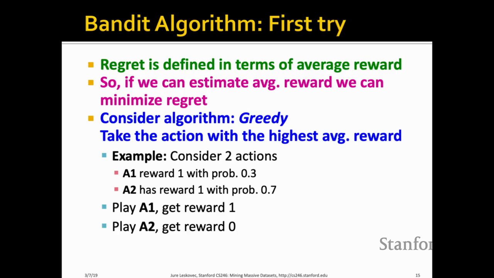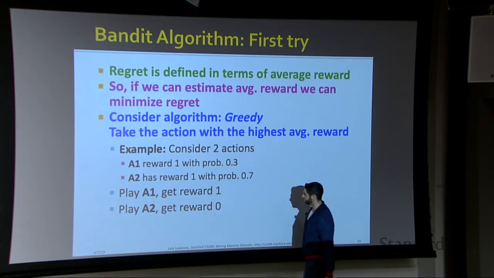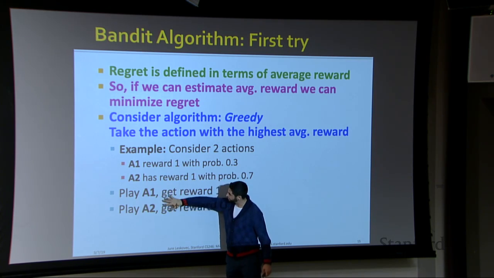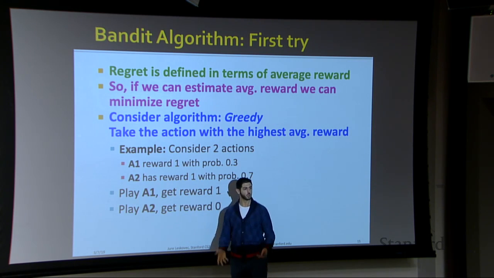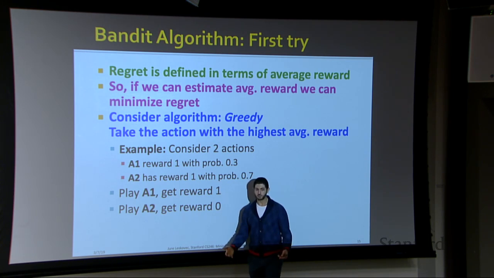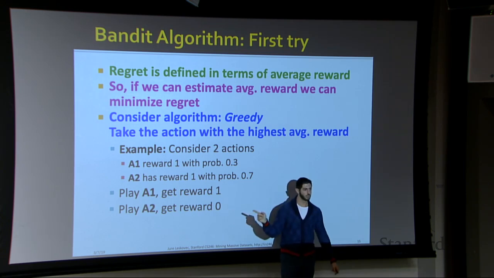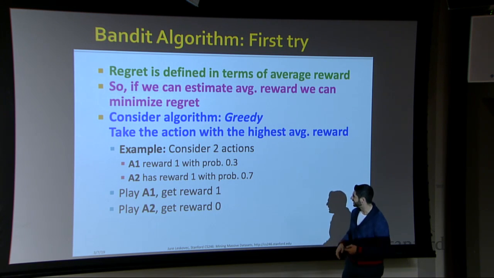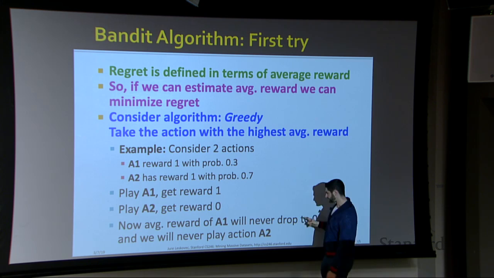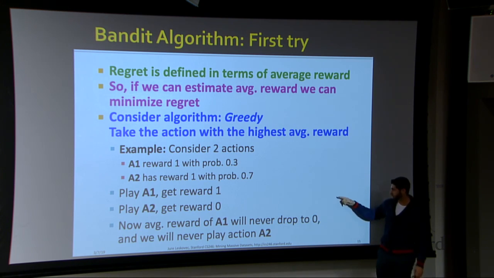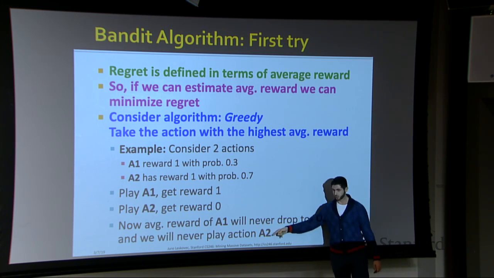What do you think happens here? Yep. Update your probability estimates, so you give A1 more weight and A2 less weight. Exactly, perfect. Great answer. So after you played A1 and A2, you're going to be updating your estimates. And it turns out that your estimate for A1 will be equal to 1, and your estimate for A2 will be equal to 0. So we reached a standpoint where the average reward of A1 will never drop to 0, and therefore you will never be playing action A2 again.